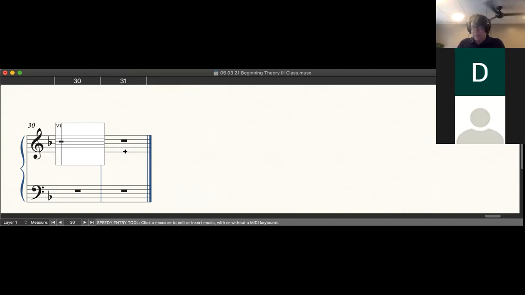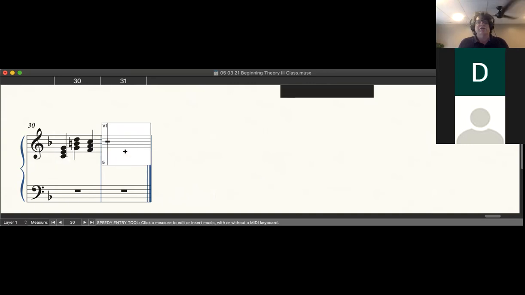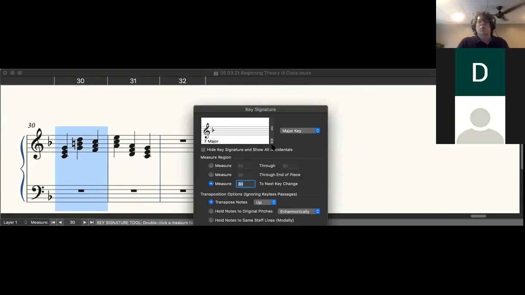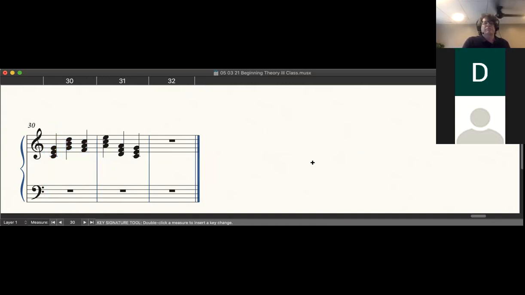So I'm just going to put it up here in root position. Let's try it again. It's a C chord to a G chord, 1, 5, to an F, to an A, to a D, and to a C. By the way, let me take this flat out of here. We want to start in the key of C, and we don't want to be confusing. There we go. Major key, hold notes, original pitches. All right. So we've got a C chord to a G chord to the F.